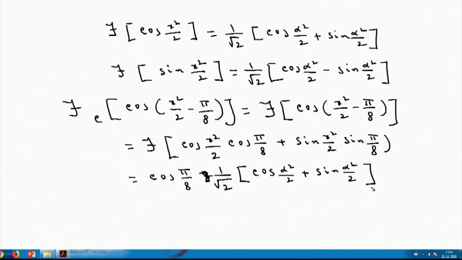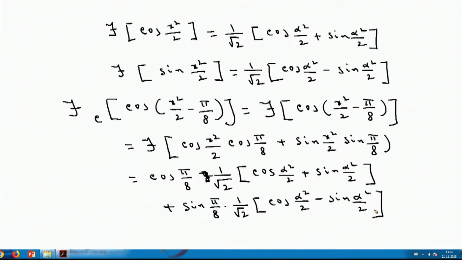Fourier transform of cos of x square by 2 I am writing it, already we have done it, 1 by root 2 this. Similarly, plus sin pi by 8 into 1 by root 2 into cos of alpha square by 2 minus sin of alpha square by 2. This again I am writing it as Fourier transform of sin of x square by 2, which we evaluated earlier, that value we are substituting.